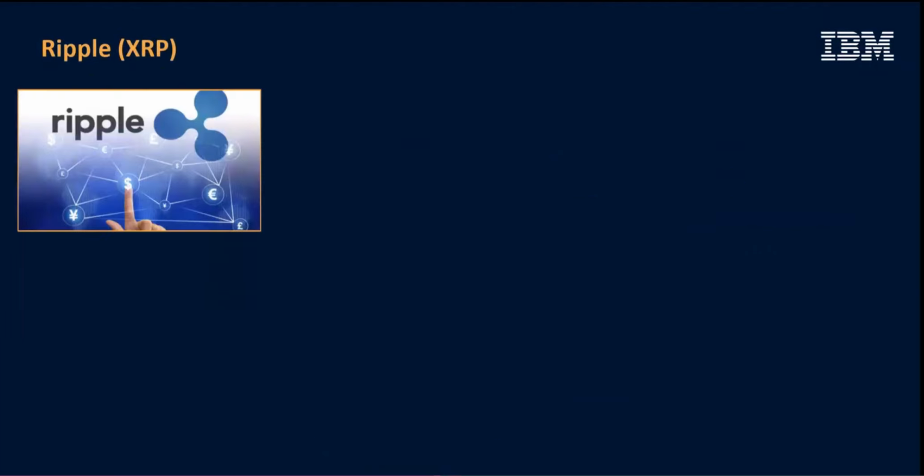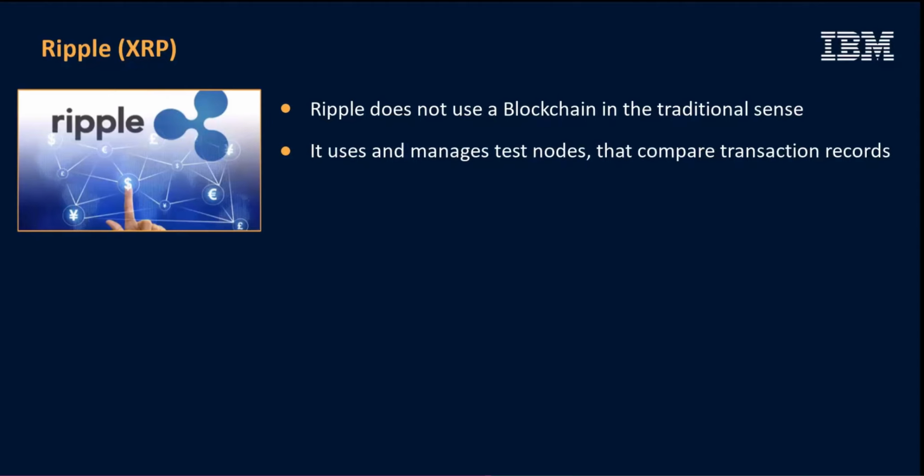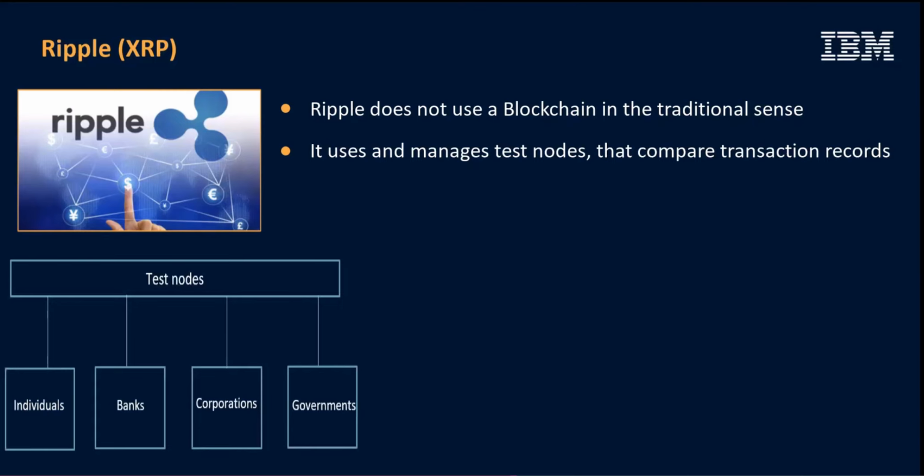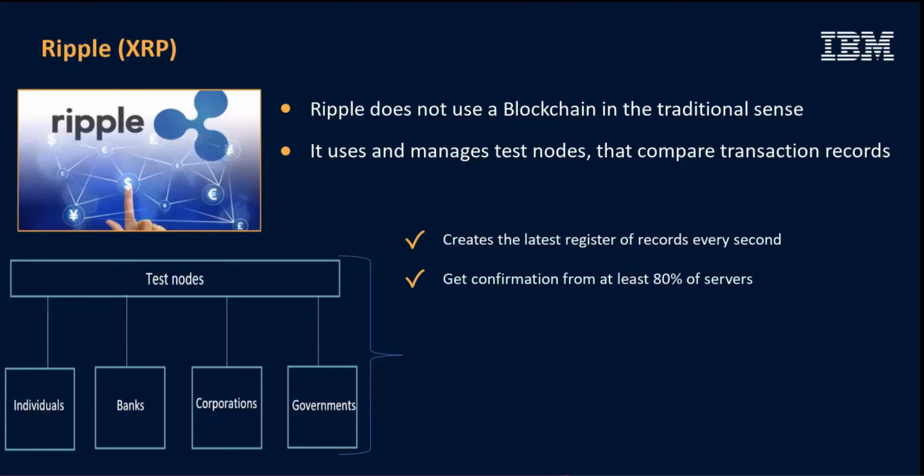Ripple. Ripple takes a slightly different approach and does not use a blockchain in the traditional sense. Instead, it uses and manages test nodes that compare transaction records. The test nodes can be individuals, banks, corporations, governments, etc. It creates the latest register of records every second. Any node with confirmation from at least 80% of servers can get their changes accepted.